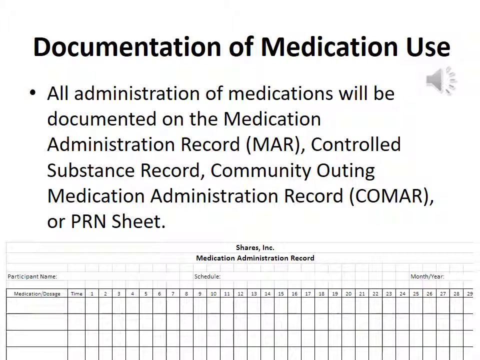Documentation of medication use. All administration of medications is going to be documented on one of the following forms. It could be documented on the MAR, which stands for Medication Administration Record. It could be documented on the Controlled Substance Record. Could be documented on the COMAR, which stands for Community Outing and Medication Administration Record, or on the PRN sheet. And PRN just stands for as needed medication, so that would be things like Tylenol, Advil, Motrin.